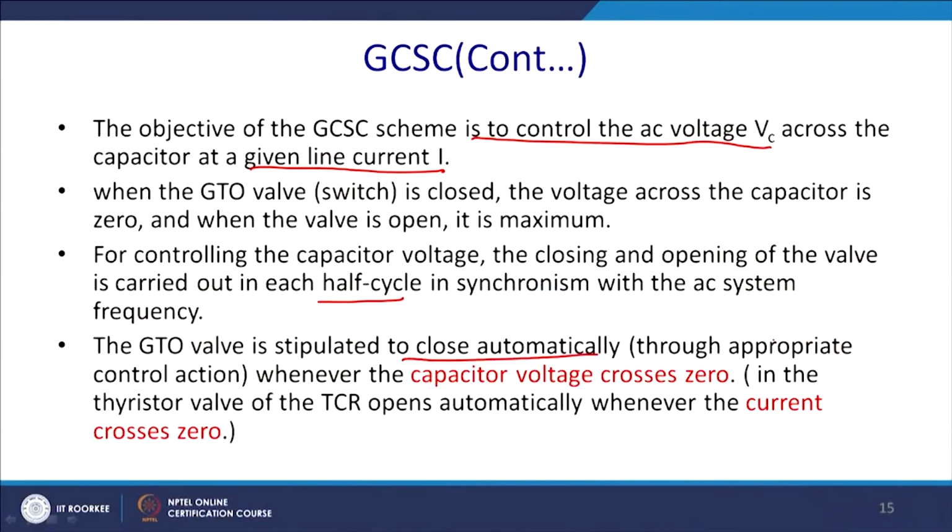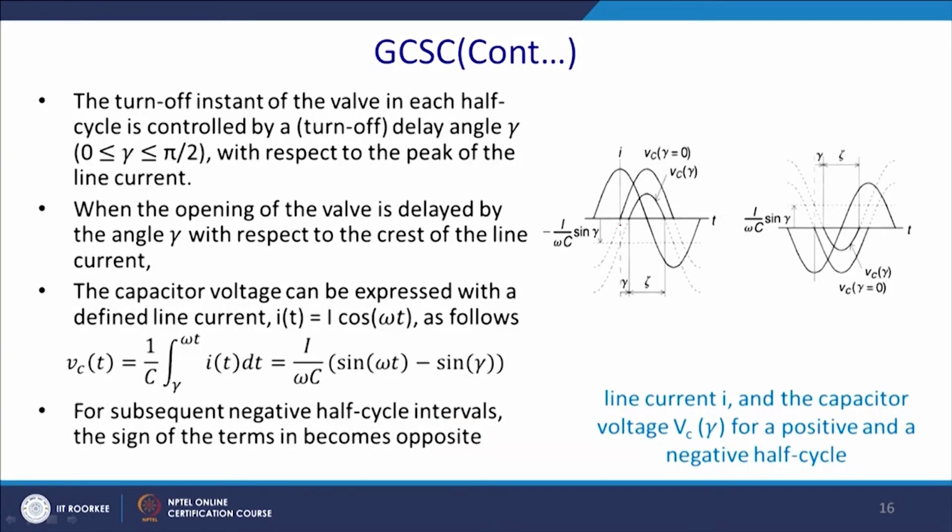The GTO valve is stipulated to close automatically through the appropriate control action wherever the capacitor voltage crosses 0. In the thyristor valve, the TCR opens automatically whenever current goes 0. So, that is the way it will operate. So, let us see the waveform of it.